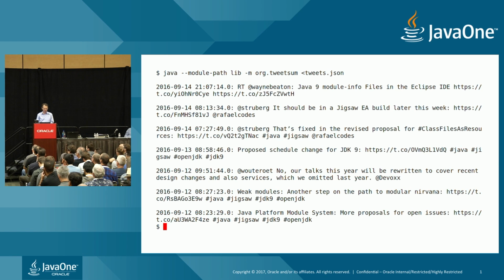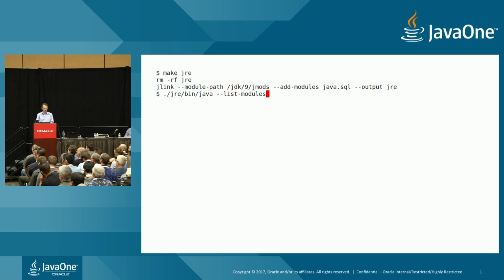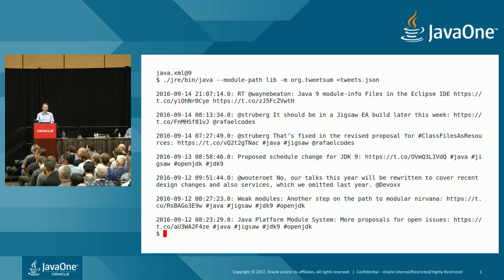Okay, to get a little bit of a closer look, let's make a little JRE so we can see what's going on. I'm just going to run JLink real quick here. So I list the modules in this JRE. It's got just the modules that this application needs, and we can run it. Don't need all those modules in the JDK, all 70 odd of them.